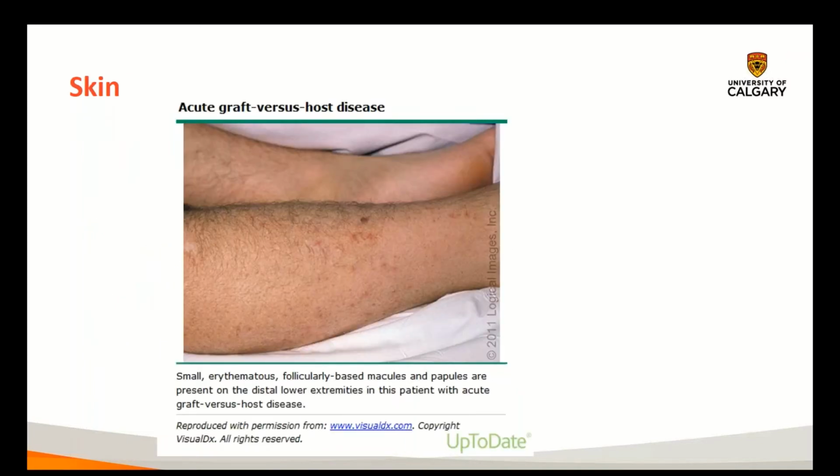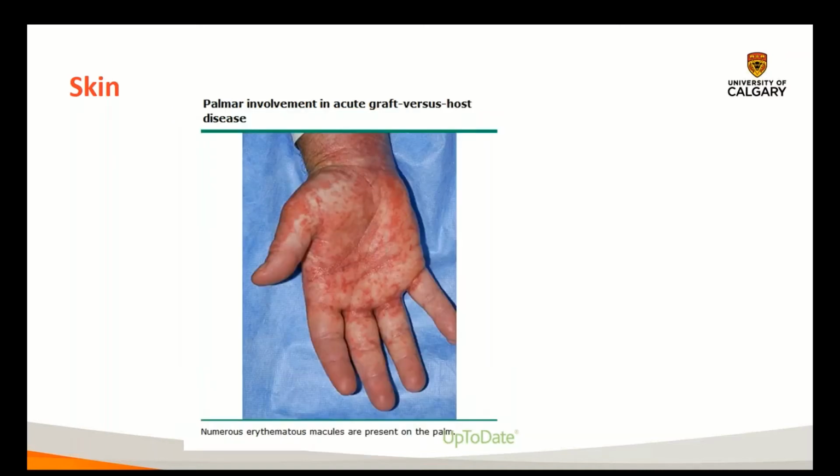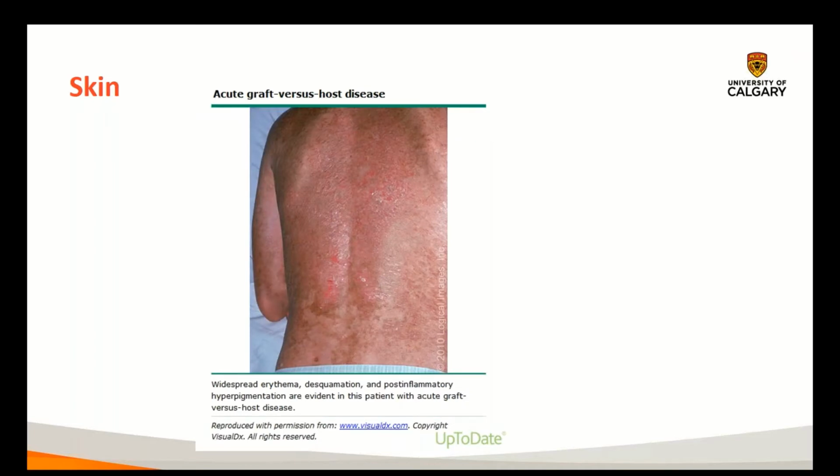So here are some pictures. Here is an erythematous follicularly based acute graft versus host disease in the lower extremities. This can be more obvious and involve the palms and soles with these very erythematous macules in this picture. Here's a fairly typical, more extensive acute graft versus host disease with severe erythema as well as some desquamation on the back of this patient.